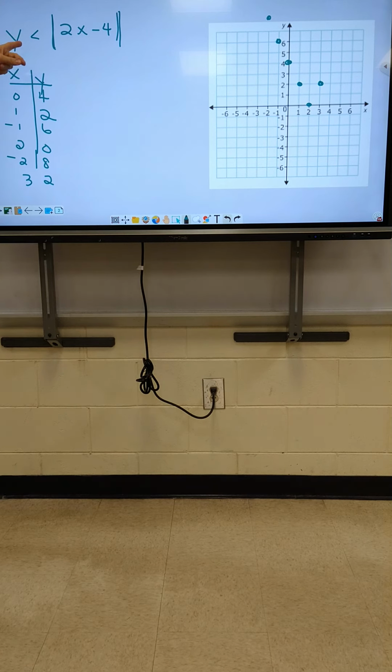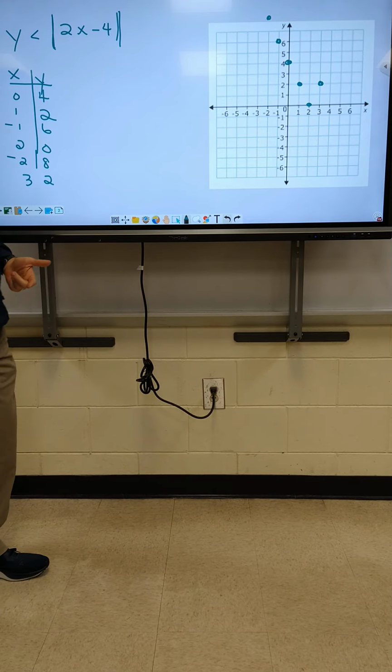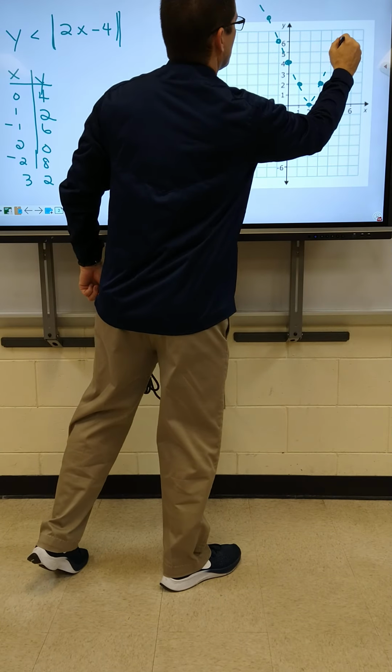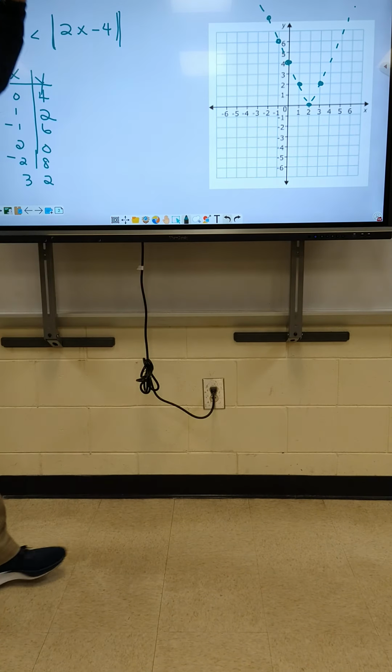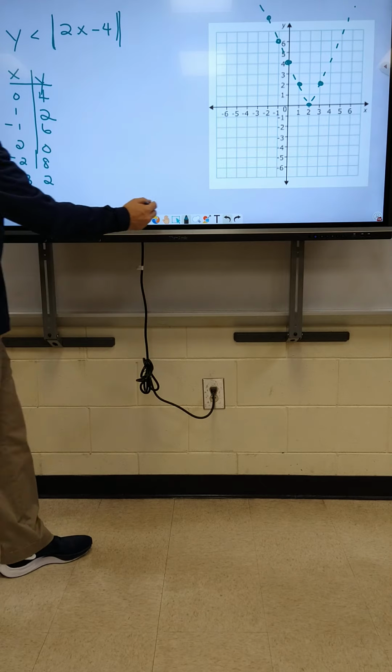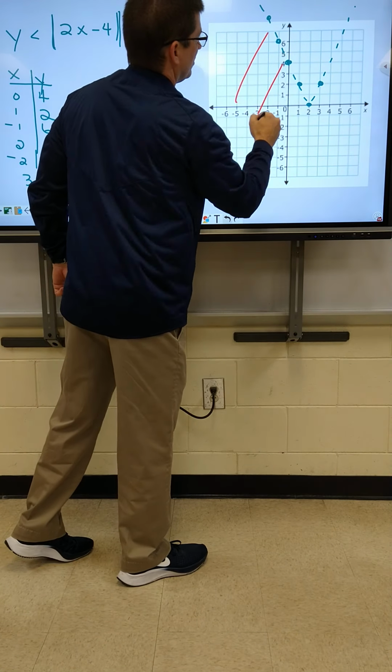Guys, look right here at my inequality sign. Is that going to be dotted or solid? It's dotted, right? So make a dotted V. All right, do I shade above it or below it? Less than, look at the board. Less than is below. So since we've got to shade below, we'll shade everything below it like this.